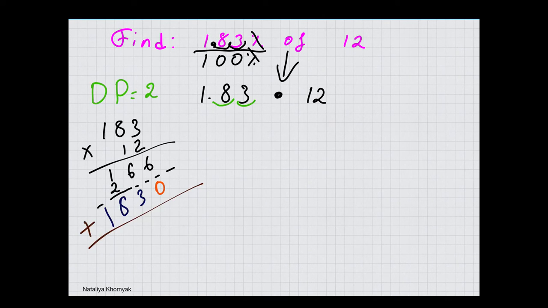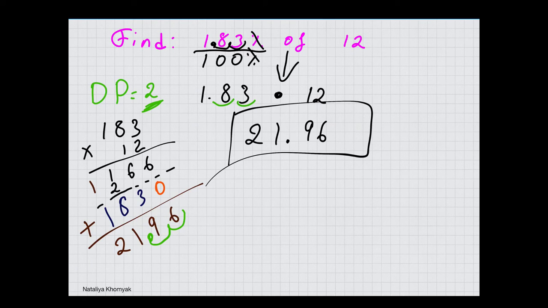Now we add 6 plus 0, we have 6, 6 plus 3, 9, 2 plus 8, 10, plus 1, 11, so 1, carry 1, 2. Make sure to give the 2 decimal places back. We have 1, 2. 21.96 is our solution, which is good because 183% was very close to 200%, which would mean almost a double, and double of 12 would be 24, and we got a really close solution. So you can kind of check your answers. That's all.